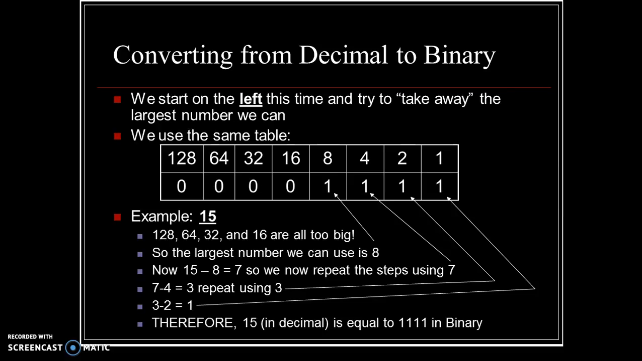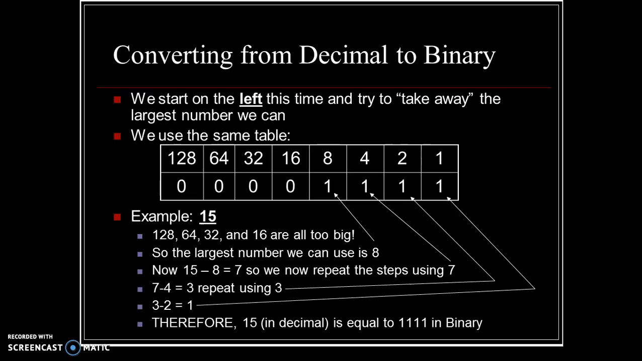Now, let's talk about converting from decimal to binary. It's not quite as simple, and the reason is that we have to do subtraction instead of addition. But we can use the same table, and as long as we successfully draw this table, this is really a fairly trivial process.